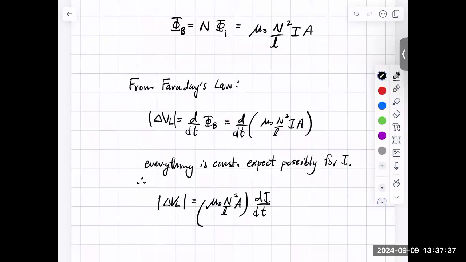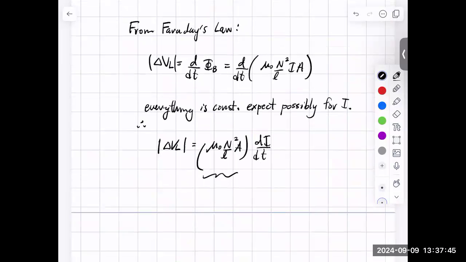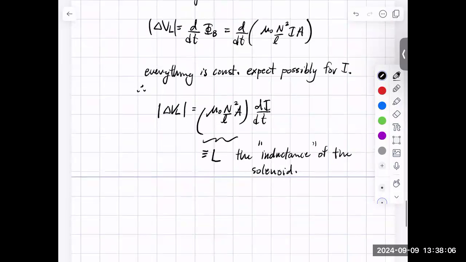Okay, so what we're going to do is take everything in these brackets and define that to be L, which is the inductance of our solenoid. And so therefore, the voltage across our inductor is L di dt.